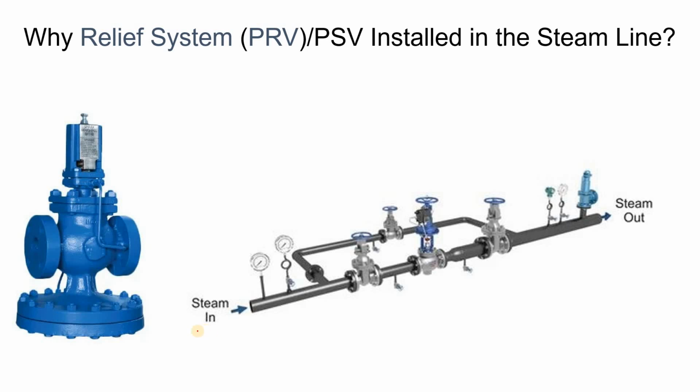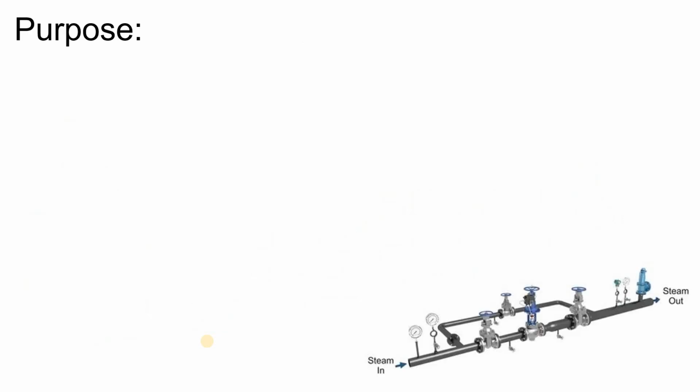You will have seen that in the steam line or in the steam pipeline system, we use relief devices, for example PRV and PSV. So what is the purpose behind it? In this video, we are going to discuss it. Okay, so let's start the video. First of all, we will discuss what the purpose is.